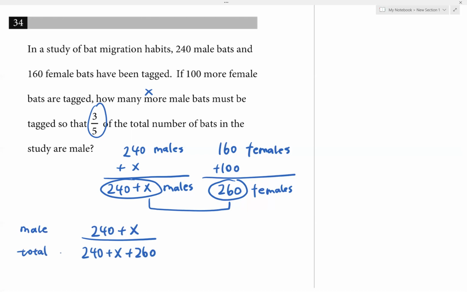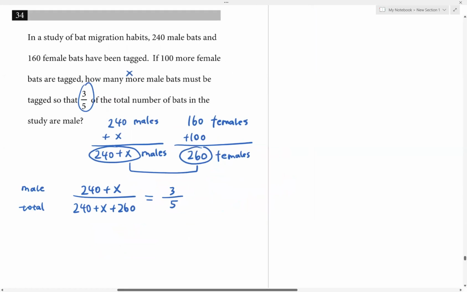So this ratio, the number of males divided by the total number, should be 3/5 because the number of males is 3/5 of the total. We can use this proportion to solve for x. To solve this, we can simplify a little. On the top is 240 plus x. On the bottom is 240 plus x plus 260. We can add 240 plus 260 to get 500 plus x, and that is equal to 3/5.